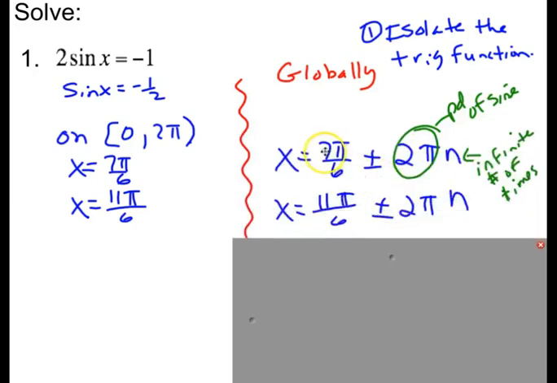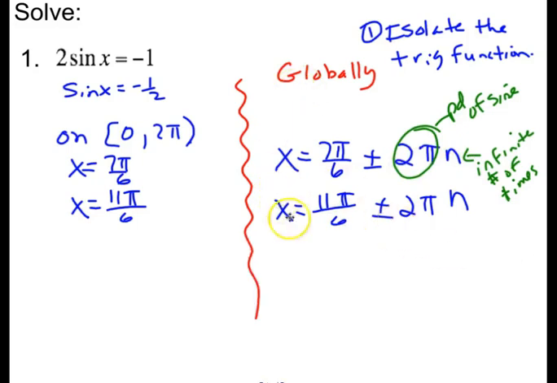Okay, so I'm going to take 7 pi over 6 plus or minus, because I can add or subtract it, 2 pi, and each time it's going to bring me back around to that value. But I will do this an infinite number of times. So it's 2 pi times n, which means 2 pi times 1, 2 pi times 2, 2 pi times 3. And then I will also do the same thing with 11 pi over 6.